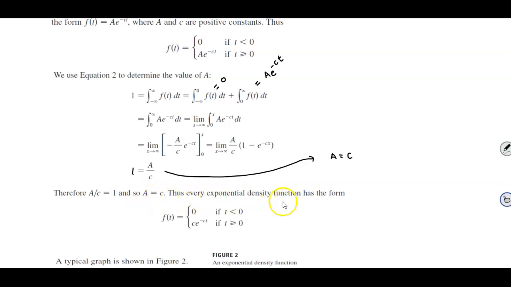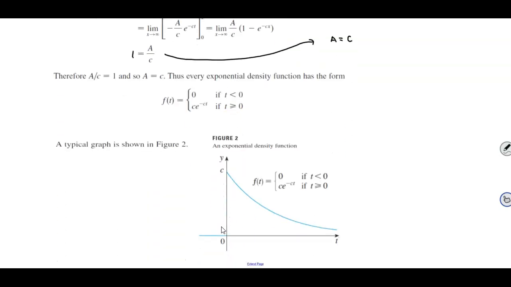Thus, every exponential density function has the form f of t equals 0 if t is less than 0, and f of t equals, now instead of a, we substitute c, c times e to the negative ct if t is greater than or equal to 0. And so here's what a typical graph looks like, shown in figure 2 as an exponential density function.